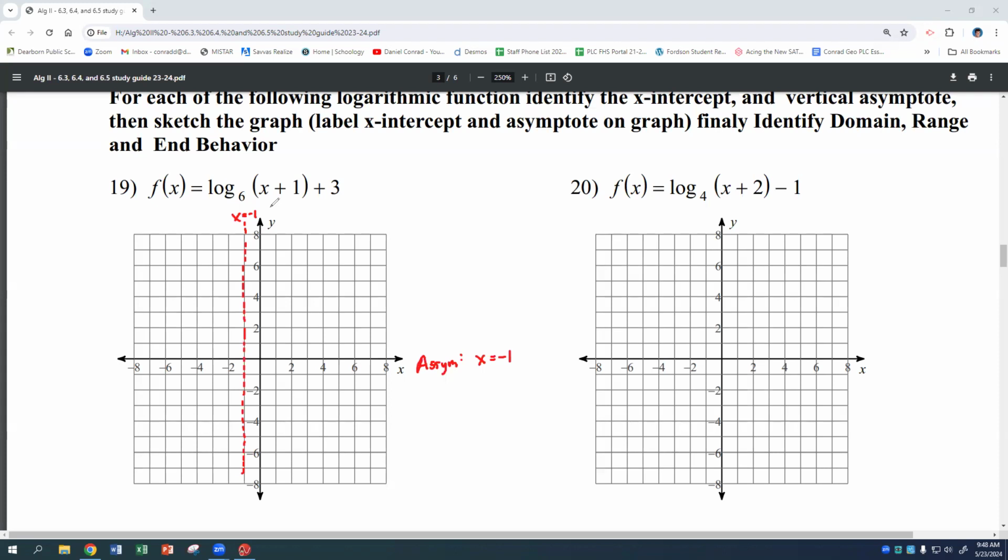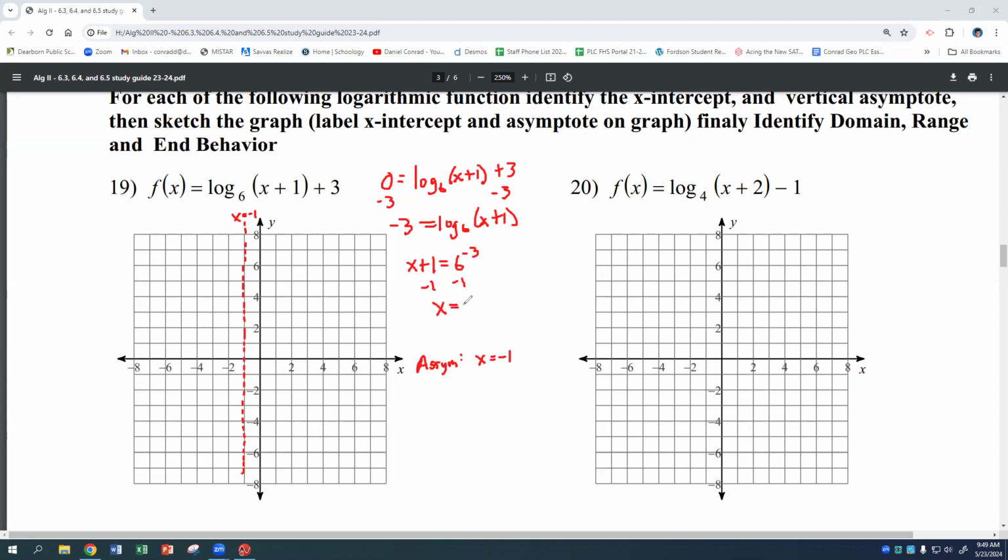Step 2 is we need the x-intercept. So to find the x-intercept, we're going to plug in 0 for y. So that gives us 0 equals log base 6 of (x plus 1) plus 3. All right, and now we're going to solve for x. So I need to get this to exponential form. I first need to subtract 3 on both sides. And now I can change it to exponential form. So it's going to be x plus 1 equals 6 to the -3. And then I subtract 1 on both sides.